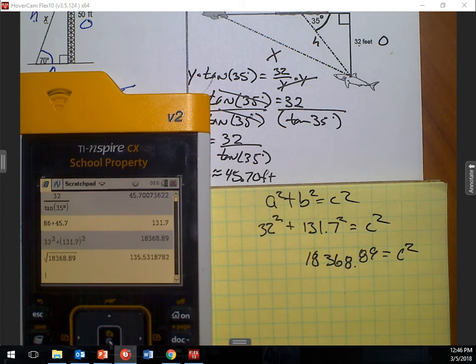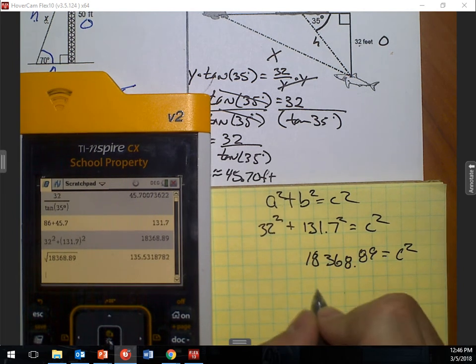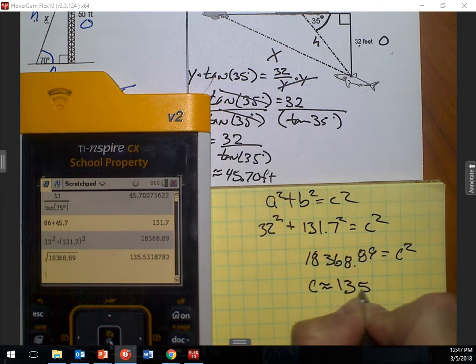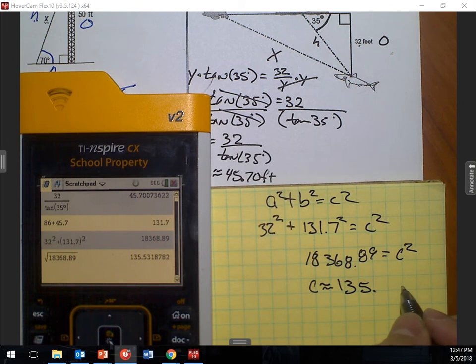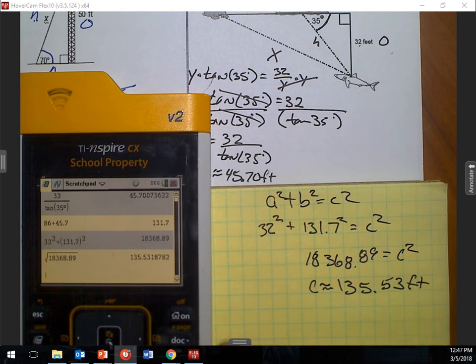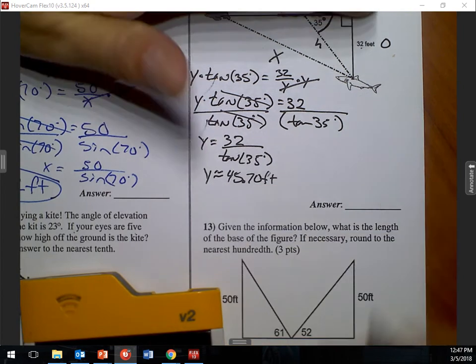And then, so C is about 135 point. I have to round to two place values, remember? 53, very good. 53. And my units are what? They're what? Feet? Okay, very good. So 135.53.